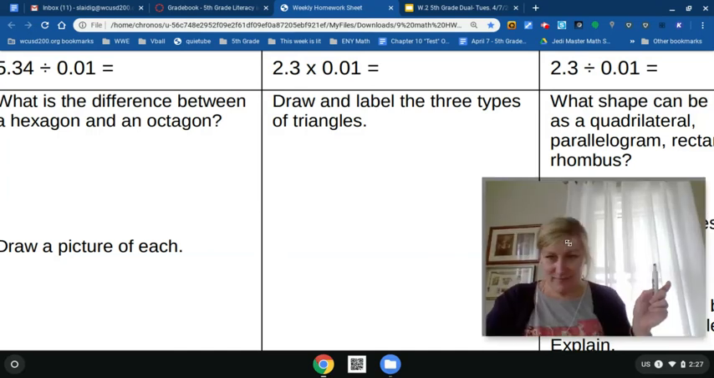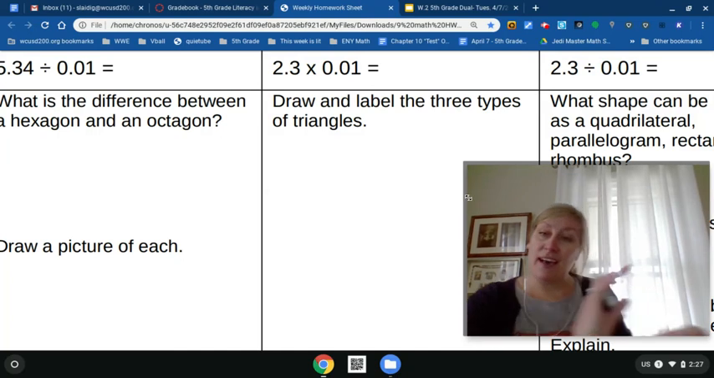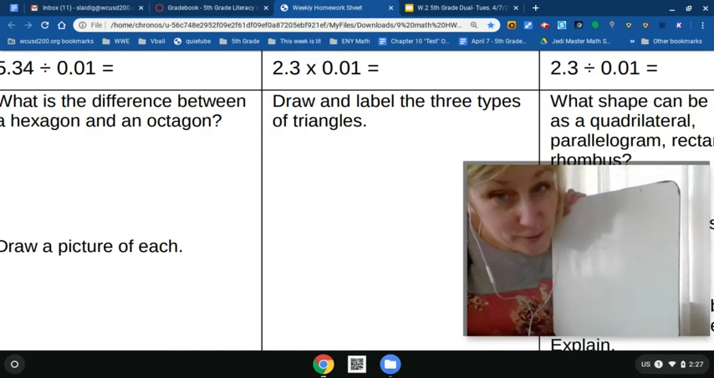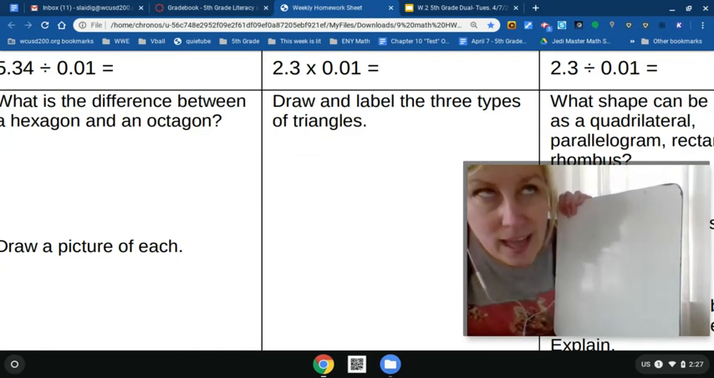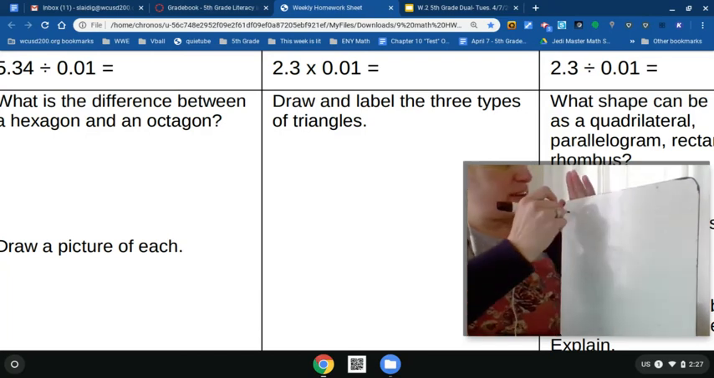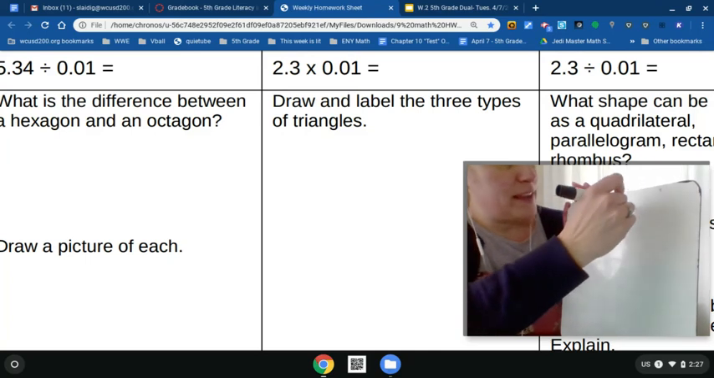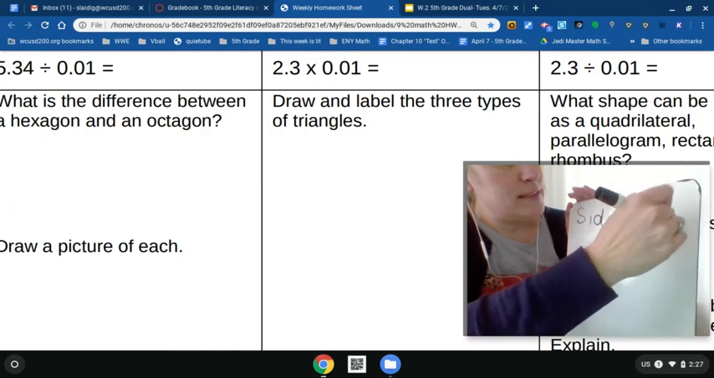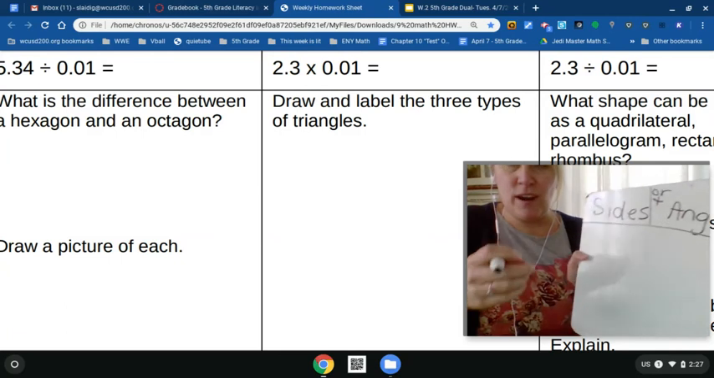So the way the problem is written is a little nutty to me because there's not just three types of triangles, there's six. So it really should say draw and label six types of triangles. But I think I understand where it's coming from. You can label triangles by their sides, and you can label triangles by their angles. Okay, so I'll show you the sides first.